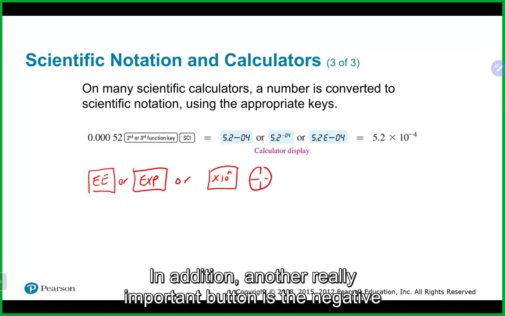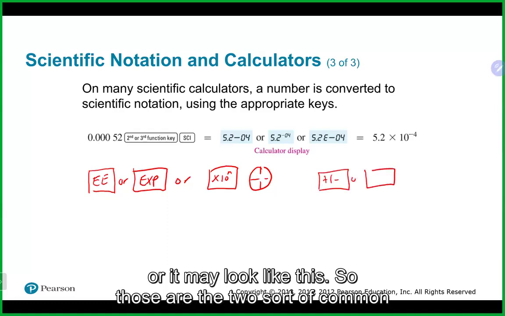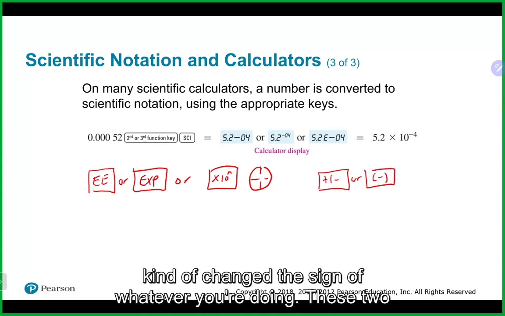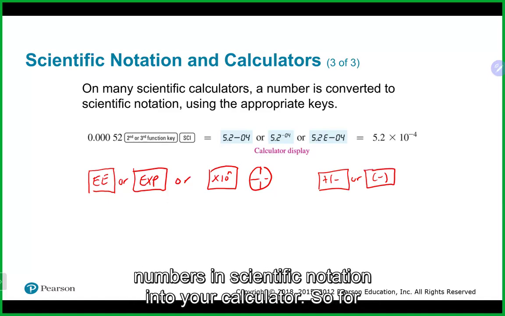In addition, another really important button is the negative button. And on most people's calculators, it looks like that, or it may look like this. So those are the two common change-the-sign buttons. I call them negative buttons, but they change the sign of whatever you're doing. These two buttons are really important, especially when you're typing numbers in scientific notation into your calculator.